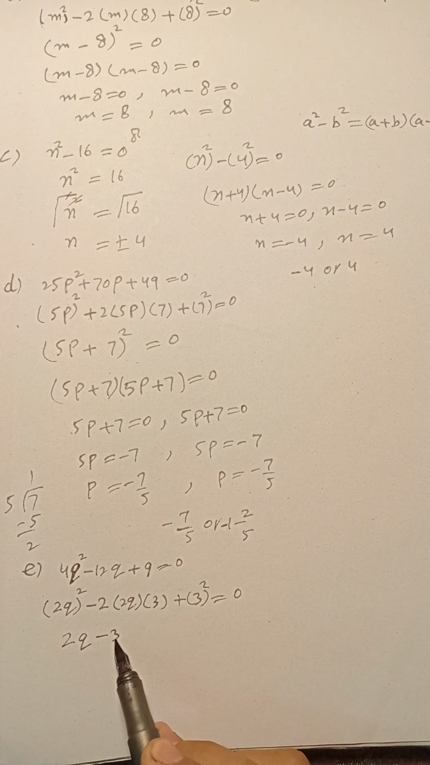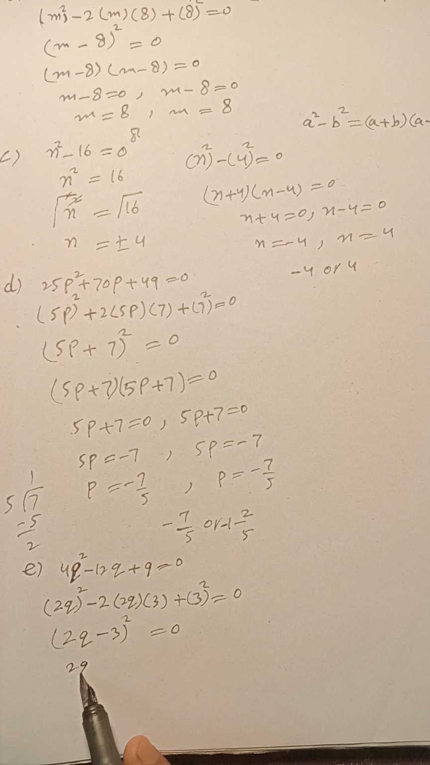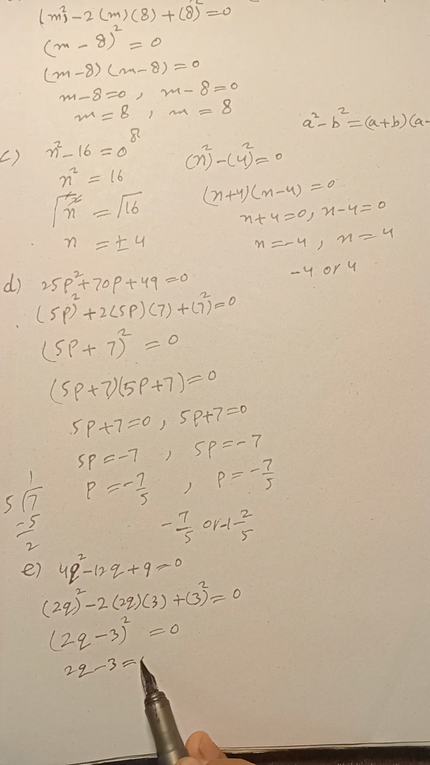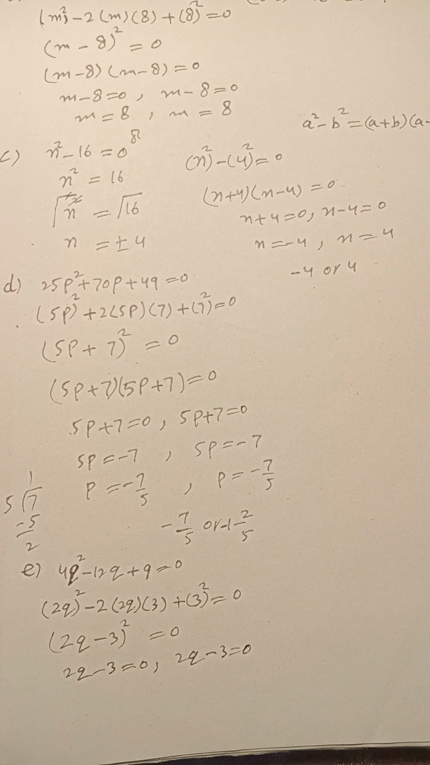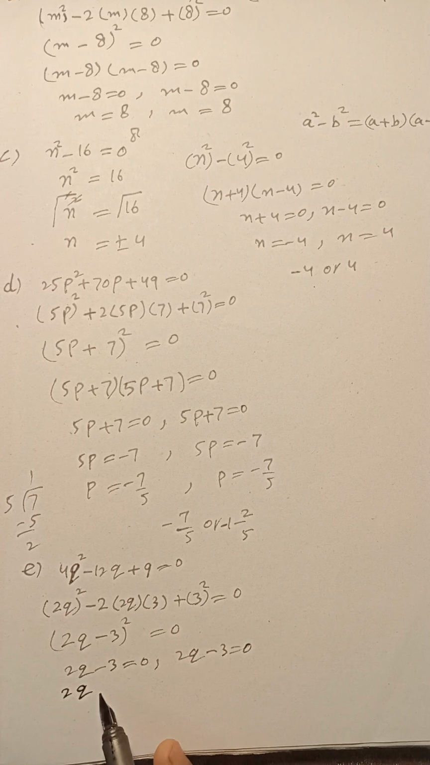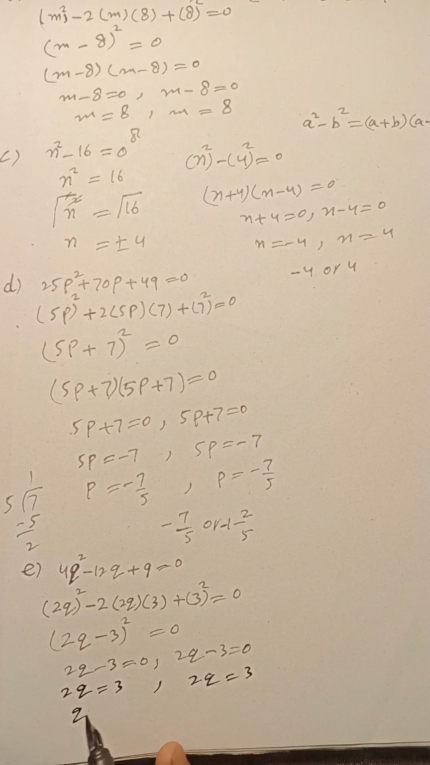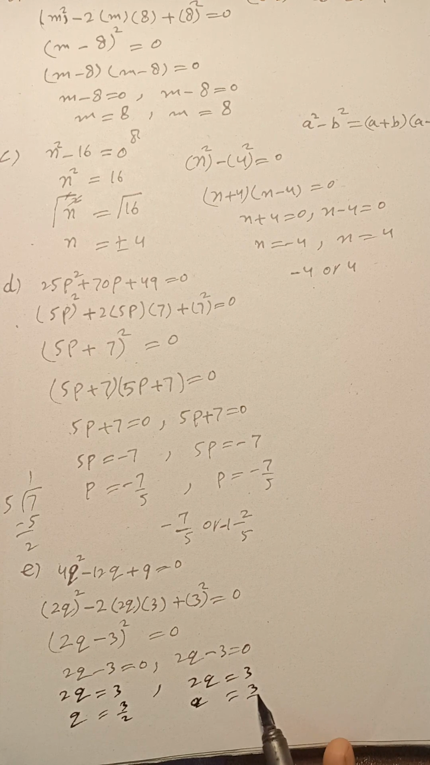2q minus 3 whole square is equal to 0. Write it 2 times. 2q minus 3 is equal to 0, and 2q minus 3 is equal to 0, because it was squared and mistakenly I left a step. Now 2q is equal to 3 and 2q is equal to 3 from here, and q is equal to 3 over 2, and q is equal to 3 over 2.